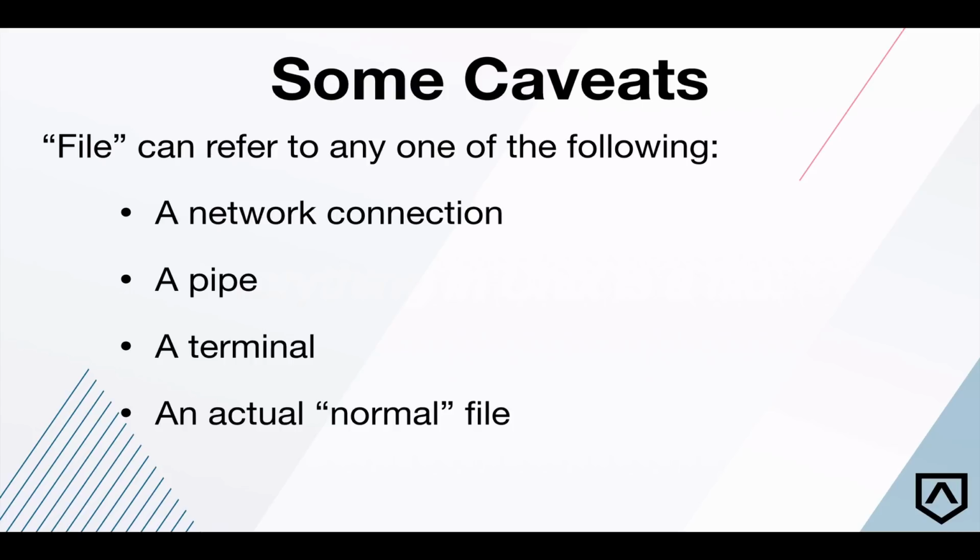It can, but it can also refer to a bunch of other things. As we've already seen, it can refer to a network connection. It can refer to a pipe between two files, a terminal, and of course an actual normal file, right? In this case, it can refer to a network connection because a network connection is facilitated in the same way that we saw in the illustration earlier, where two processes were communicating using a shared intermediary file.